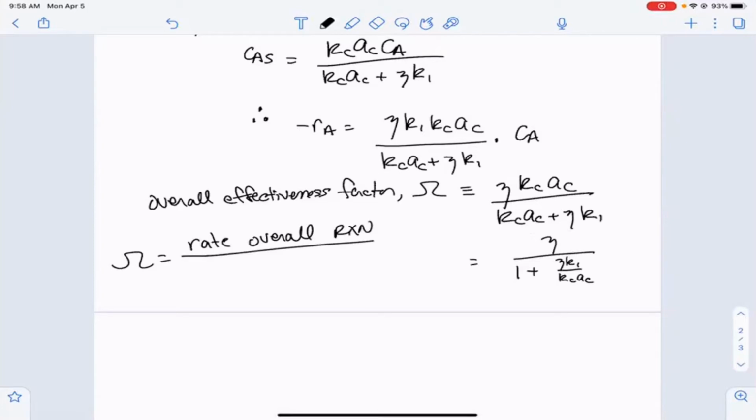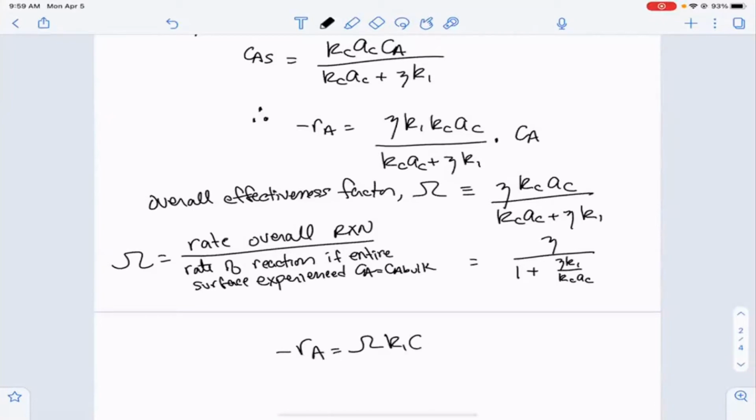divided by the rate of reaction if both the internal and external surface area were at the bulk concentration, right? So if the entire surface experienced the bulk concentration. Okay. And so now we have, basically from this definition, that Ra is just equal to the overall effectiveness factor times K1 times Ca.